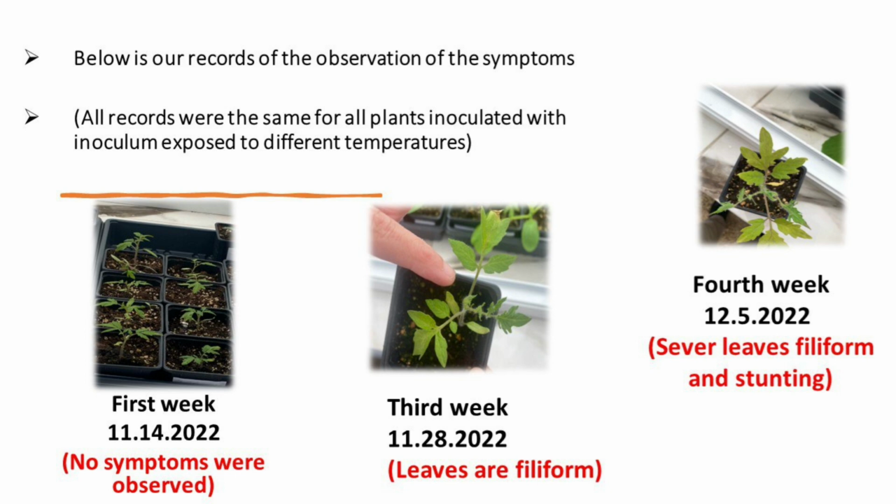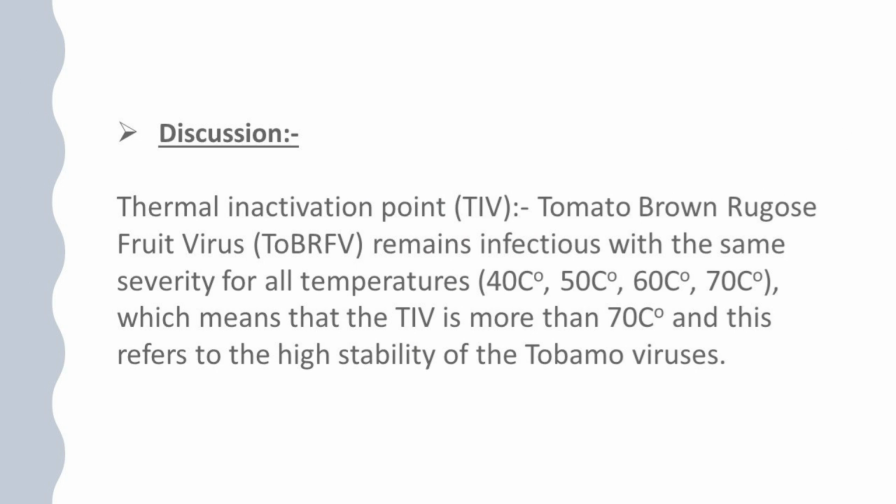First week, no symptoms were observed. Third week, leaves are filiform. Fourth week, severe leaf filiform and stunting. Discussion. Thermal inactivation point, TIP. Tomato brown rugose fruit virus, ToBRFV, remains infectious with the same severity for all temperatures, 40°C, 50°C, 60°C, 70°C, which means that the TIP is more than 70°C, and this refers to the high stability of the Tobamoviruses.